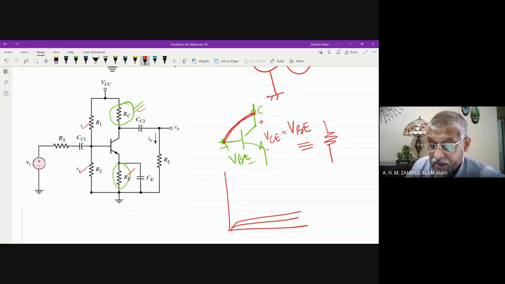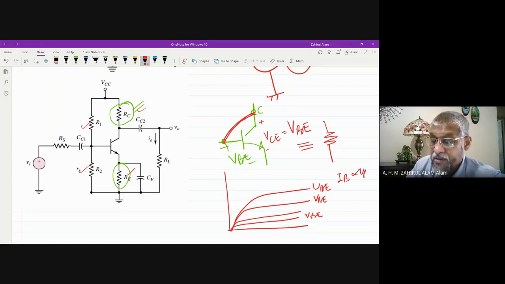So let us see how it acts as a resistance. This is our different characteristics for different input voltage. If we change the input voltage, IB is directly proportional to the input voltage. So the base current, we can write in terms of the input voltage.